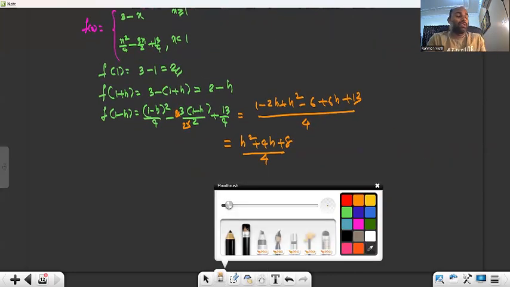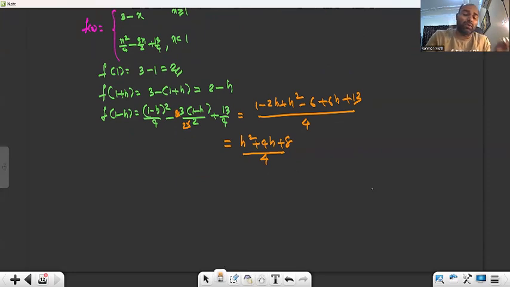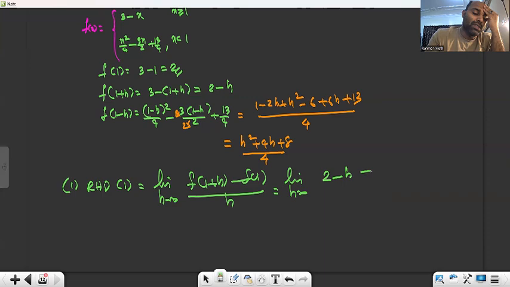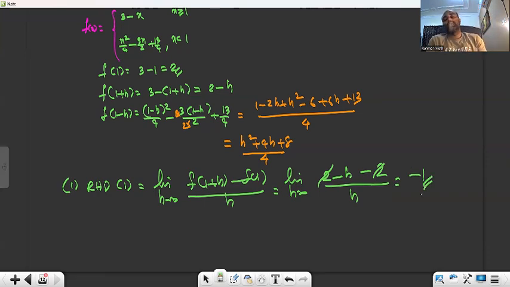Now, the first question is asking for RHD or LHD. First question is asking what is RHD at x equal to 1. RHD at 1 equals limit h tending to 0, f of 1 plus h minus f of 1, by h. What is f of 1 plus h? You already found 2 minus h, minus what is the other one, 2, all divided by h. This cancels. So your answer is minus 1. So RHD at x equal to 1 is minus 1. I hope everyone understood it.